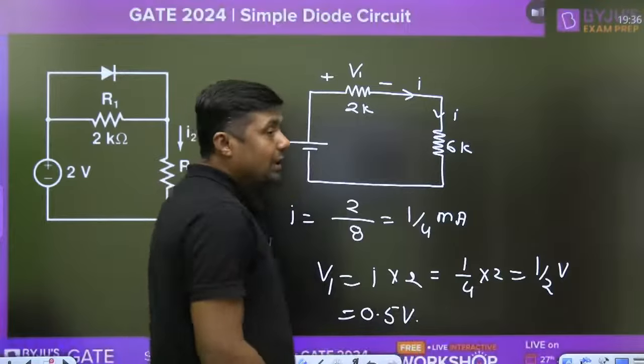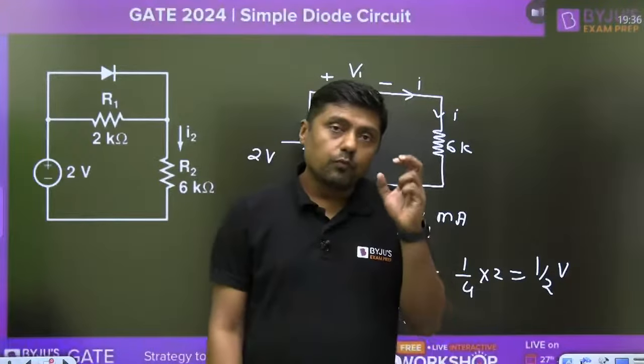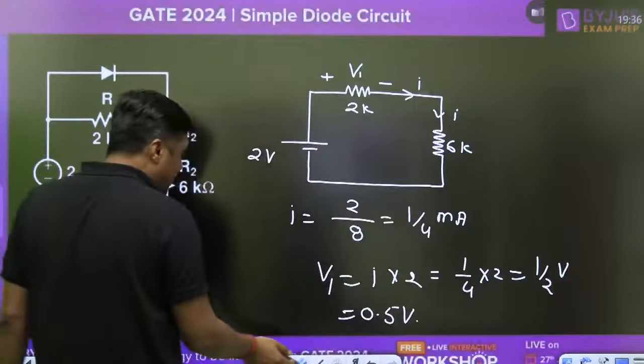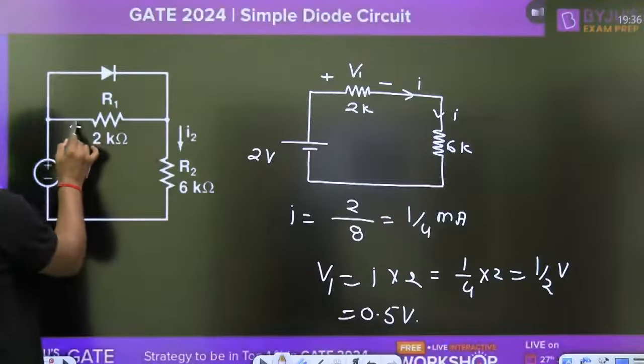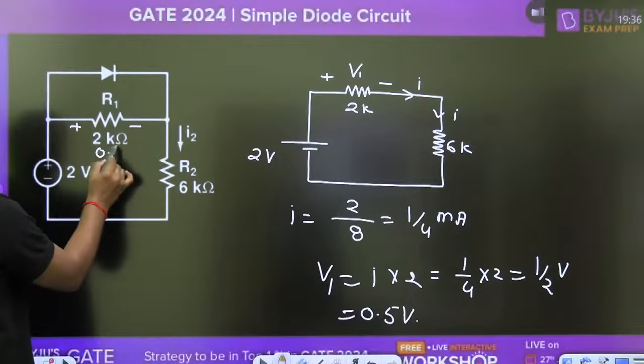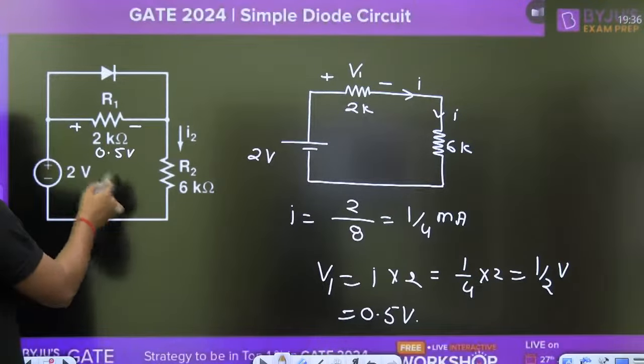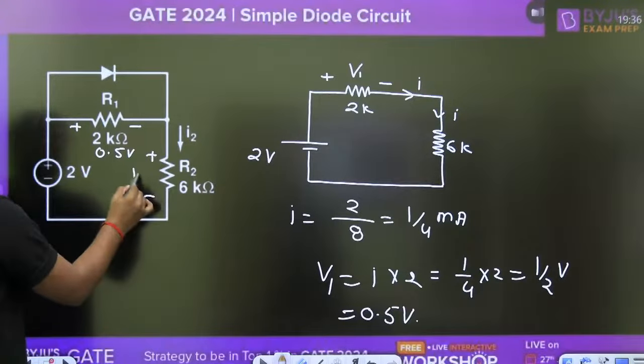0.5 volt. Now, this is the voltage across the diode, because the diode is connected in parallel to this one. What is the drop across the diode? 0.5 volt. And the remaining drop of 1.5 volt is across the resistor.